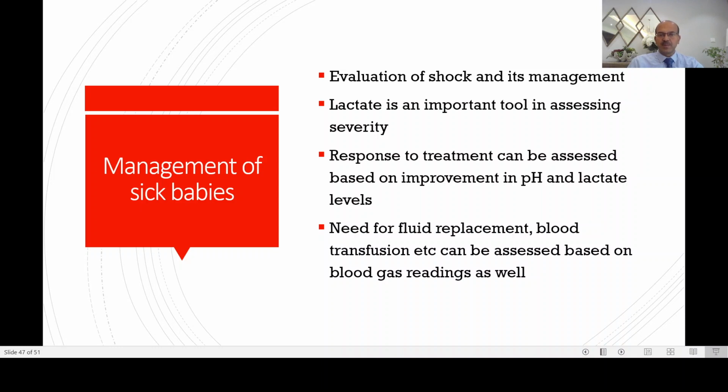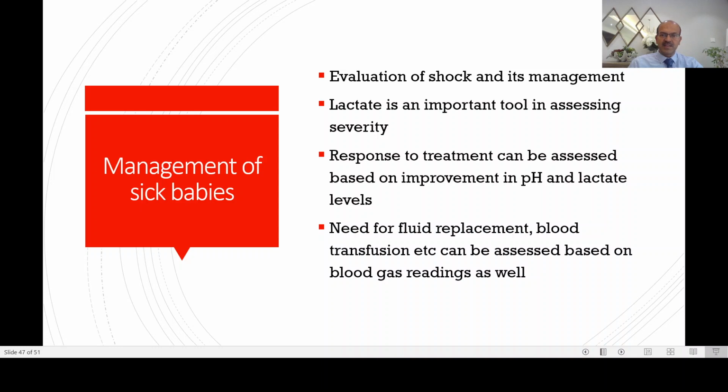In the management of sick babies, blood gas is important to evaluate shock and its management. Lactate is a very important tool. Those of you who do PICU use lactate at a much greater level than in the NICU. However, in an asphyxiated baby, a baby in shock, or a post-operative baby, lactate is a very important tool. Many surgeons use lactate as a tool in necrotizing enterocolitis as well.